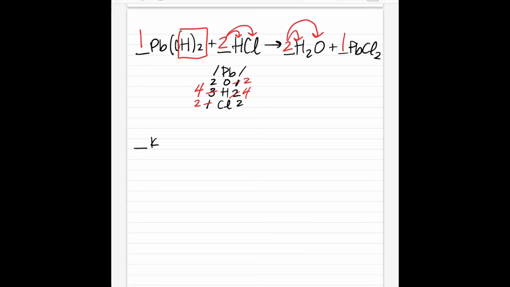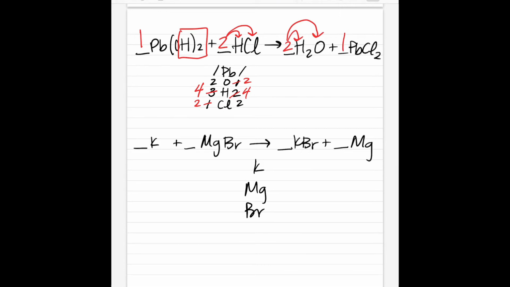We've got K plus MgBr yields KBr plus Mg. Okay, list everything you see. I see potassium, I see magnesium, and bromine. Now I've got 1 potassium on the left, 1 potassium on the right, 1 magnesium on the left, 1 magnesium on the right, 1 bromine on the left, 1 bromine on the right. So everything is balanced. So all you do is you put 1s in the blanks, and that's it. Next.